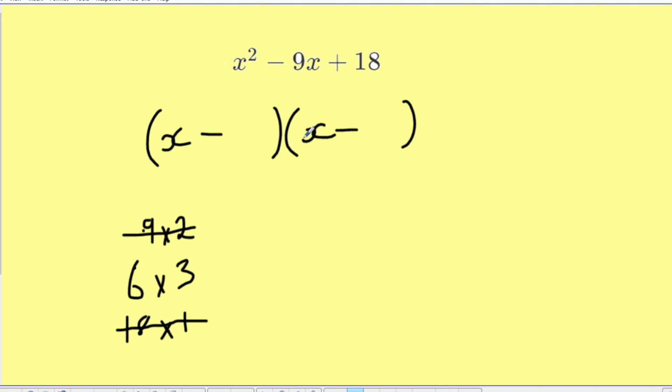So then, again, we can put in our numbers, 3 and 6. Check if that works. Minus 3 times minus 6 gives us positive 18. Minus 3, take 6, gives us minus 9. So there we go, that's correct.